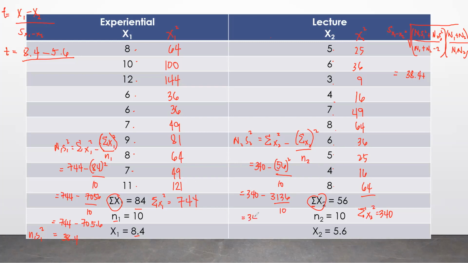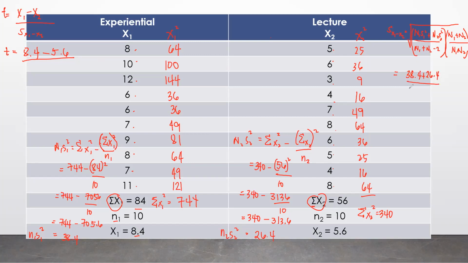3,136. So this is 340 minus 3,136 divided by 10 is 313.6. Therefore, the N2S2 squared is 26.4. Tama ba? 26.4. Okay, 26.4. So, kompleto na natin dito, 26.4.